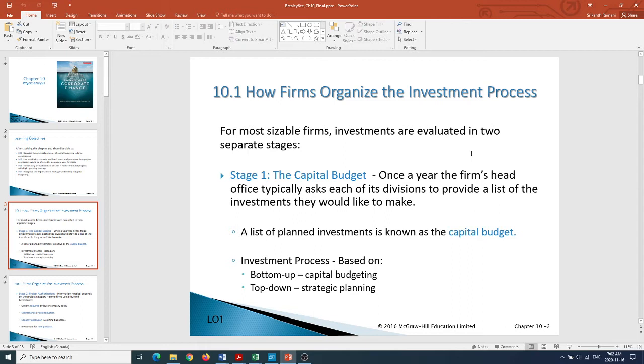So, any list of planned investments, as you know, is the capital budget. Anytime you have to make some sort of investment, cash leaves your cash account from the firm and goes towards different sorts of expenses. And these investment processes can actually happen in two different ways.